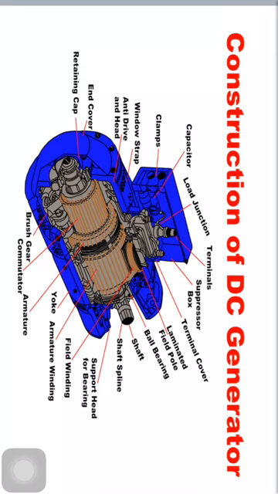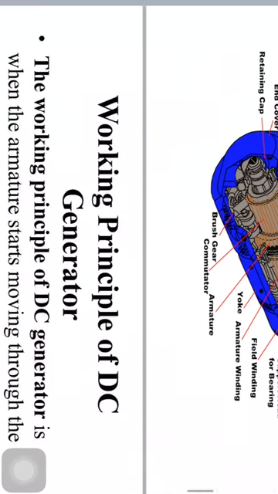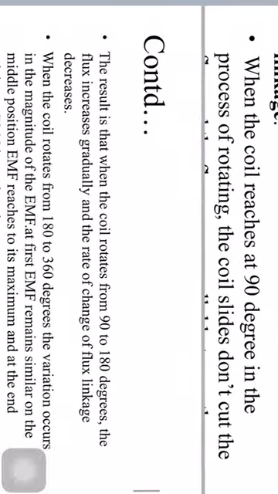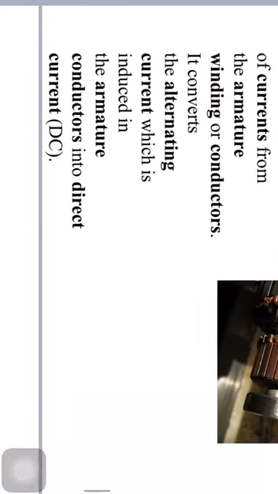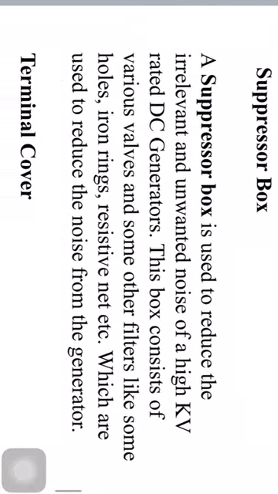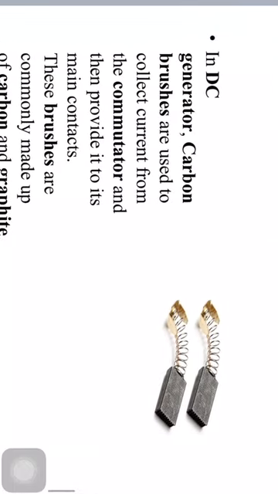So this is about the terminal cover. Next, coming to carbon brushes. So the carbon brushes in a DC generator are used to collect current from the commutator and then provide it to its main contacts. And these brushes are commonly made of carbon or graphite.